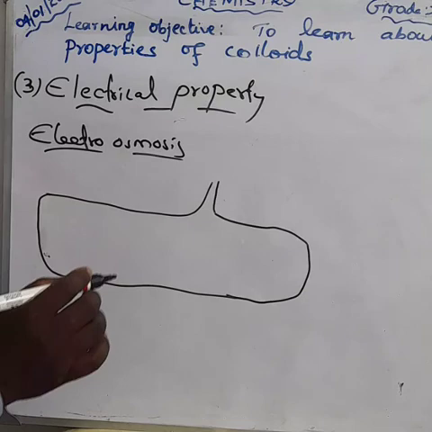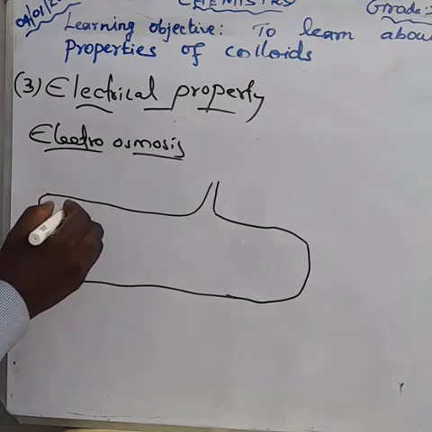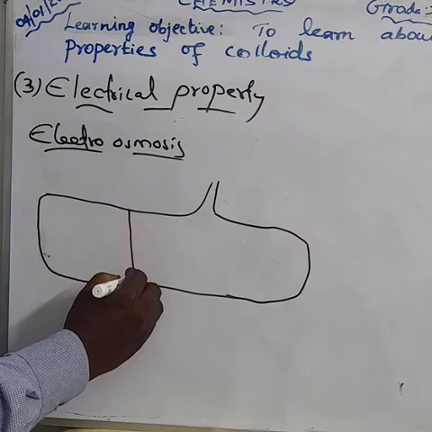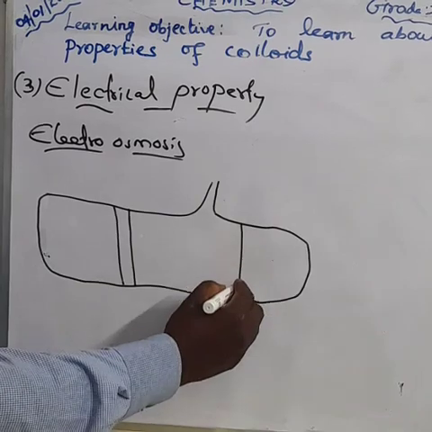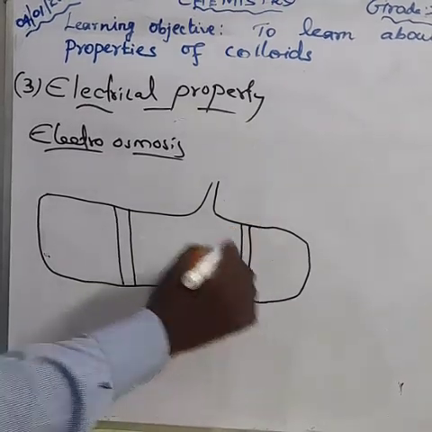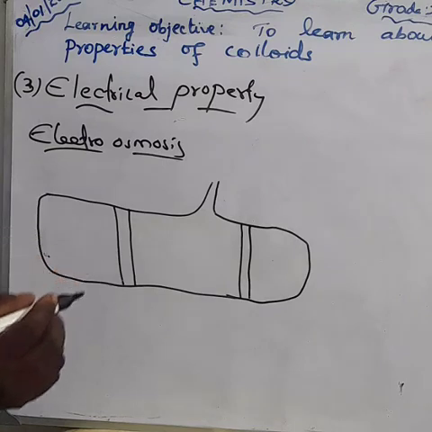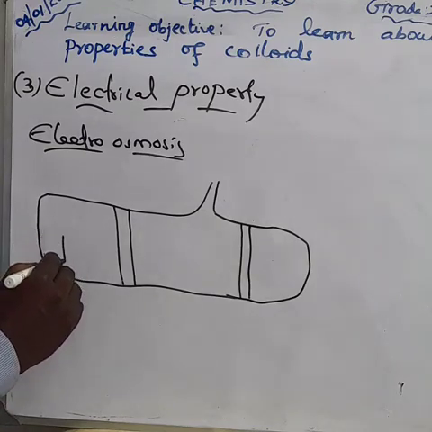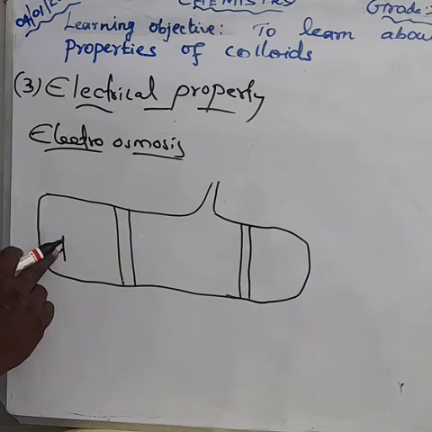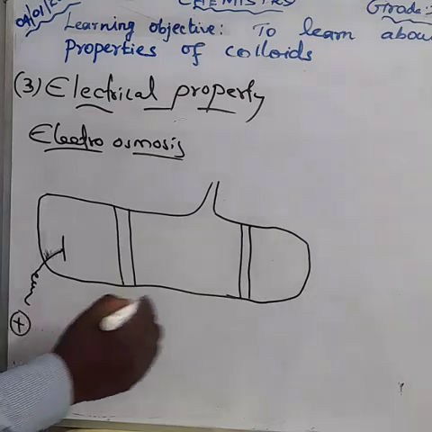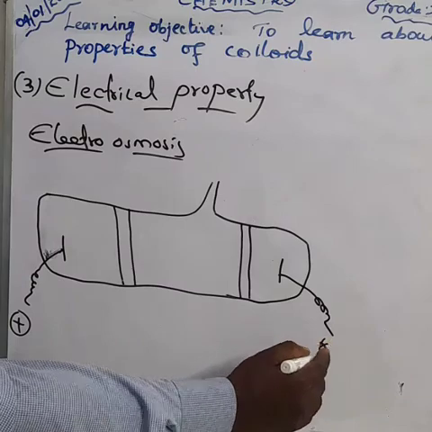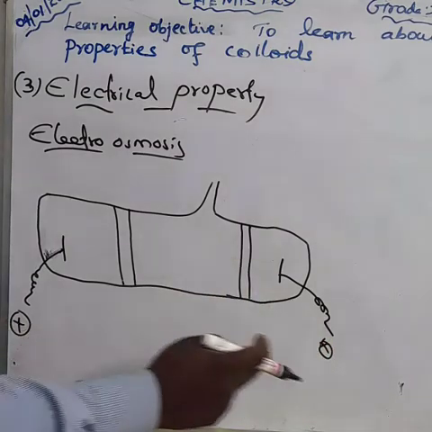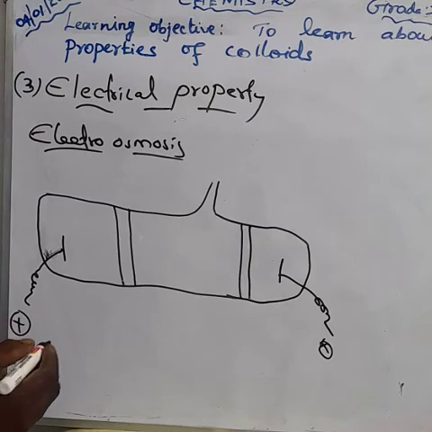Here we are taking a semi-permeable membrane. Here also we are taking two electrodes, anode and cathode, and the semi-permeable membrane.